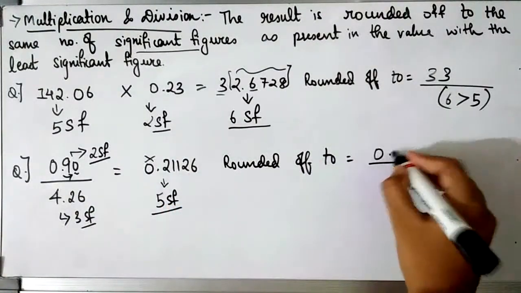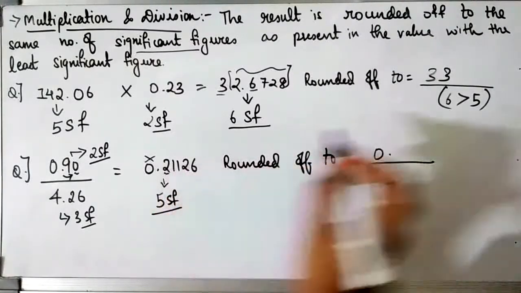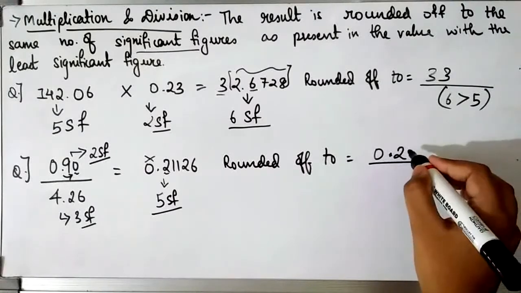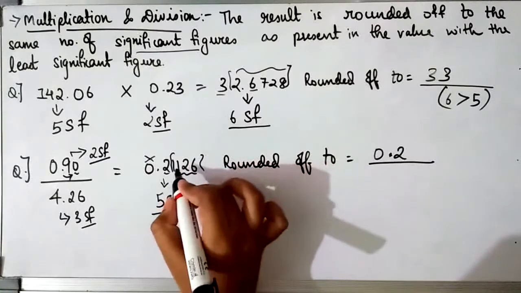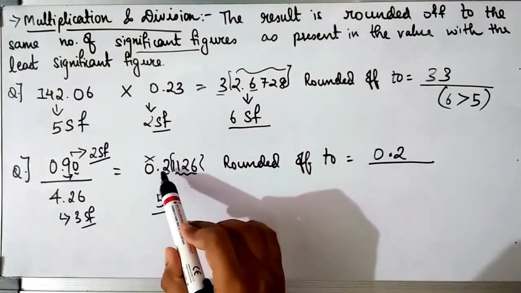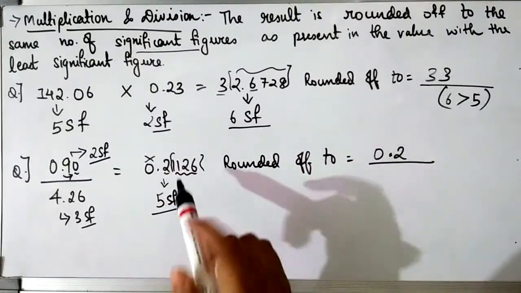So 0 is not considered to be significant, so we will write 0 point. Now we will write our first significant figure, that is 2. Now we need to write one more significant figure. So we have to round off this part to one number. Now what we have got here is that after the point we have got 2, we wrote that 2. Now we need only 2 significant figures.